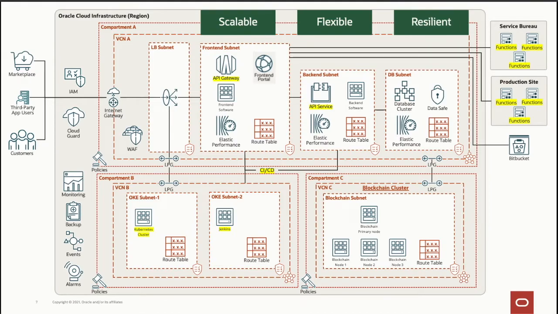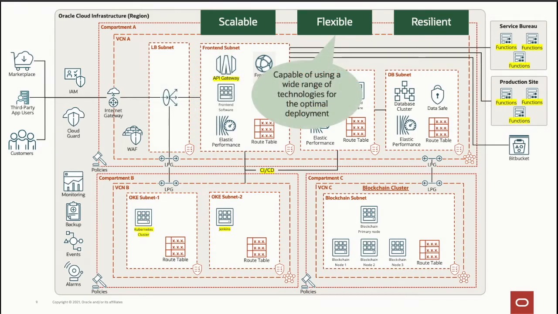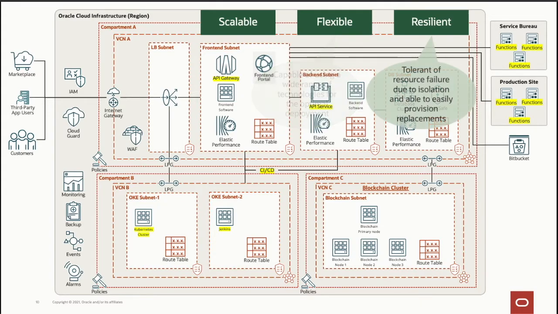And when I say scalable, that means your environment has the ability to increase or decrease resources based off demand. Flexible, meaning each component has the freedom to use a wide range of technologies that is most optimal for each of their use cases. And then resilient, meaning your resources are able to be swapped out easily when a failure occurs. And because your containers break apart your architecture into isolated pieces, a failure in one container is less likely to affect another part of your application.